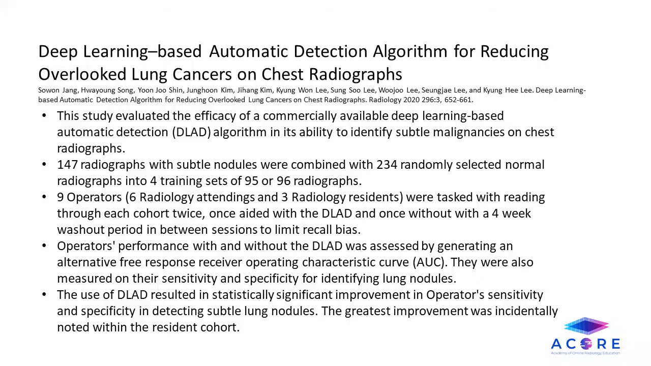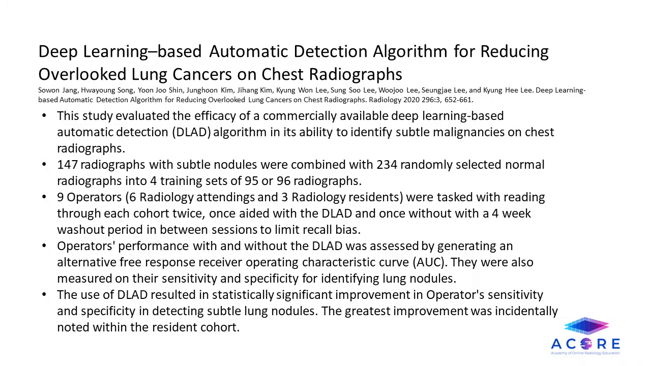Researchers from Seoul, South Korea, sought to evaluate the efficacy of a deep learning-based automatic detection algorithm in helping to identify subtle malignancies on chest radiographs. The authors combed through 2,897 radiographs taken between January 2010 and December 2014 to identify 118 patients who had subtle visible lung cancers on previous chest radiographs.